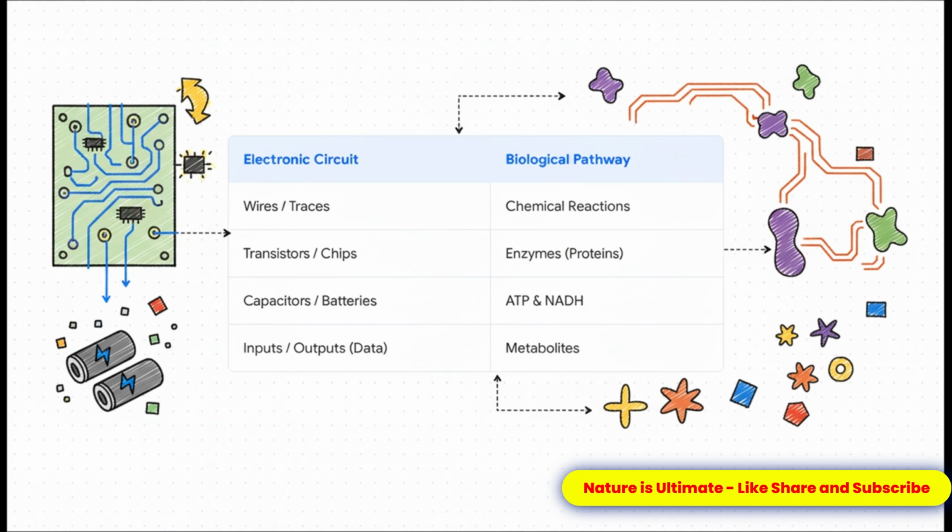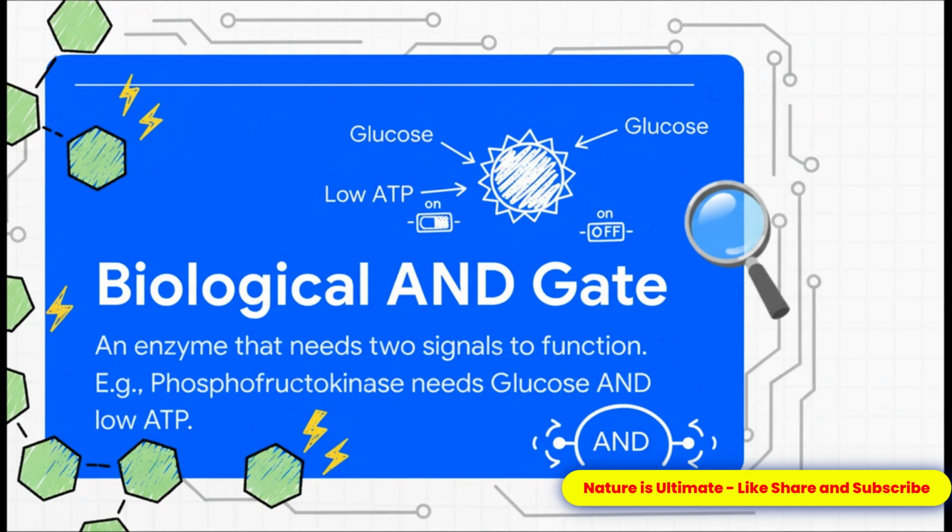And the data, the information being processed, that's the actual stuff, the metabolites, like glucose, that the cell is breaking down or building up. And you know what? The analogy goes even deeper than that. Cells actually use logic gates, just like a computer. For example, check out this biological AND gate.